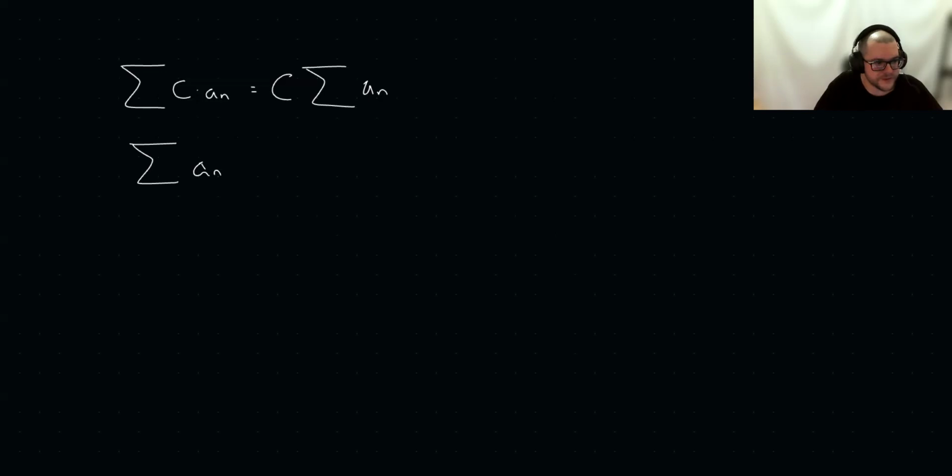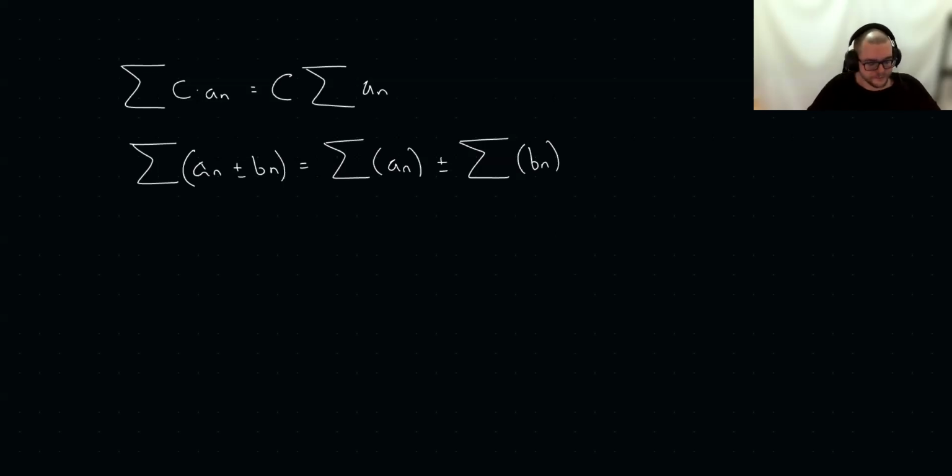Another property is that summations distribute over sums or differences. If I have a sum or difference of terms inside the summation like this, it can distribute, and I can talk about the sum of each individual term. Notice that it is not true that you can distribute the summation over a product. If I had the sum of a_n times b_n, I can't write that as the sum of a_n times the sum of b_n. That would not be true in general. But that should kind of be clear.